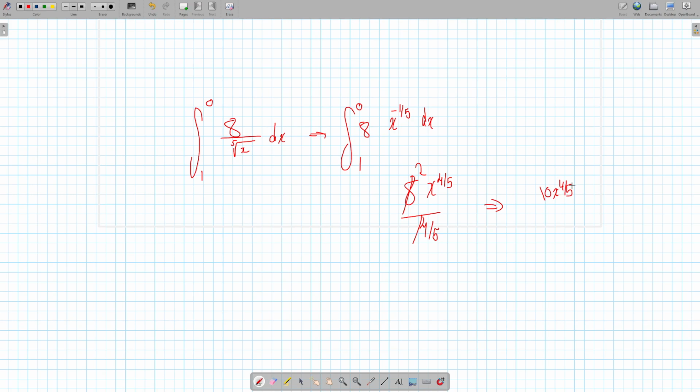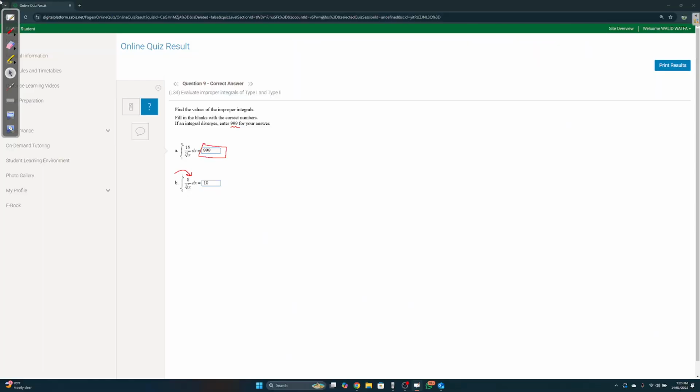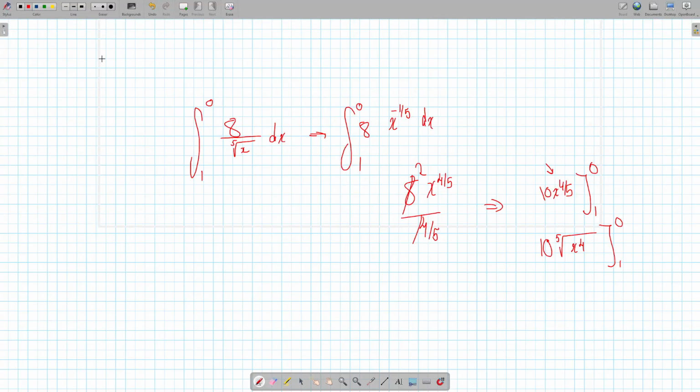Do it on your calculator if you don't believe me. Between 1 and 0. X to the power of 4 over 5 means the 5th root of x to the power 4, from 1 to 0. Wait, I just realized it's from 1 until 0. It doesn't matter.